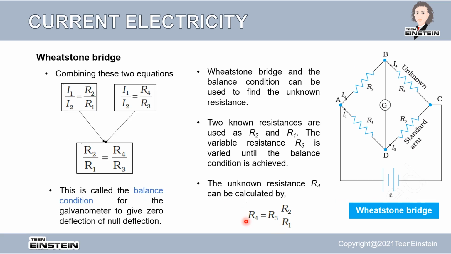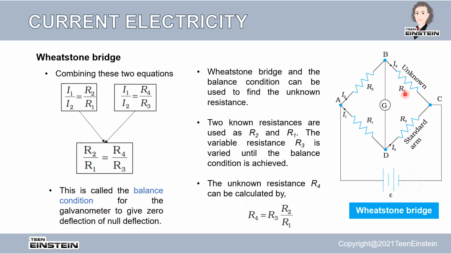So we can equate these two equations, and what we get is R2 by R1 equals R4 by R3. This is a really beautiful equation, because when you have a balance condition, that means when Ig equals 0, the ratio of resistance on this left side equals the ratio of resistance on the right side. This condition is valid only when Ig equals 0. This is a very important point. Only when Ig is equal to 0 is this condition satisfied. This is called the balance condition.